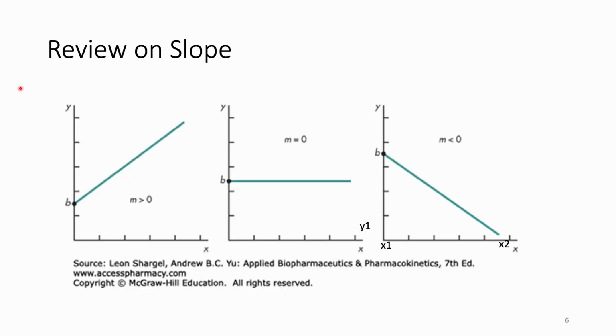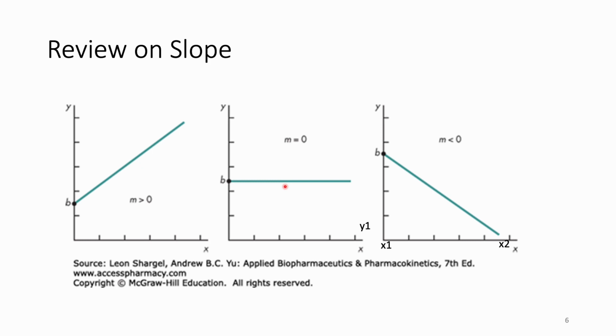This is a little review on the slope. There are 3 kinds of slope. When the slope is positive, with increasing values of x, you have increasing values of y. That's when the slope is larger than 0.